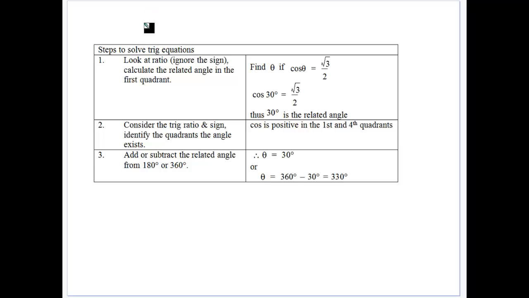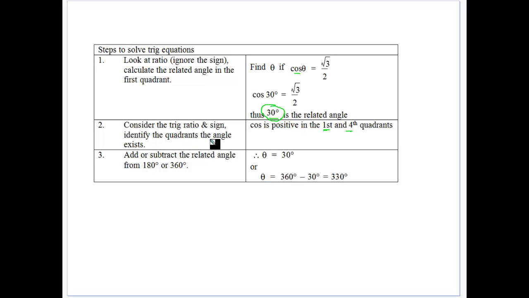So what do we need to do? First step, look at the ratio and ignore the sign. Again, we want to get our related angle. So we're looking at cosine of what angle would equal root 3 on 2. Find our related angle. Don't worry about whether it's positive or negative. Get that related angle every time, because that's one of the two important parts. The next one is to look at the sign and consider the trig ratio and the sign. It's cosine and it's positive. So what quadrants are we in? We're in the first and the fourth quadrants.